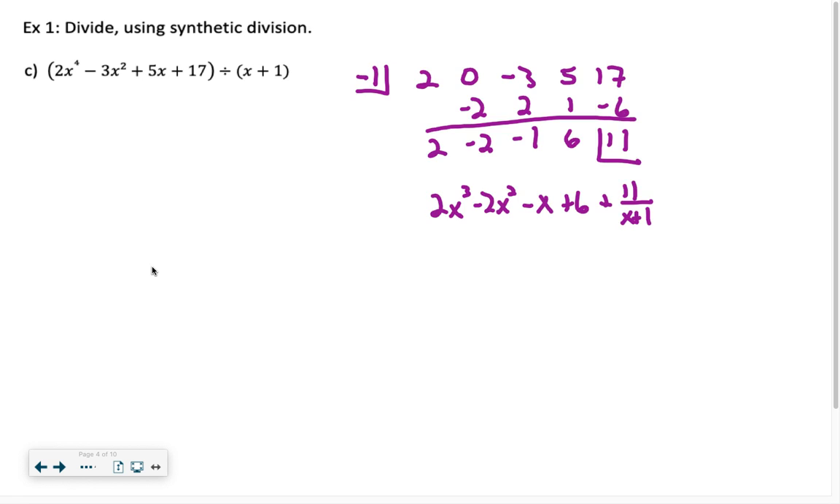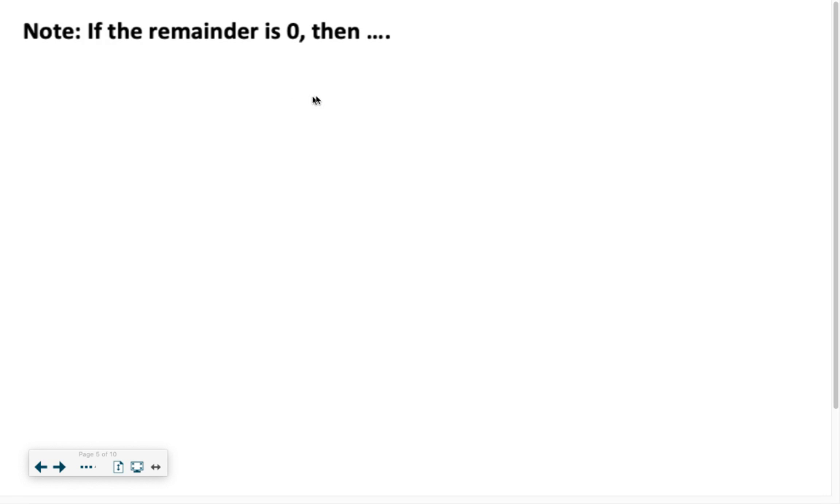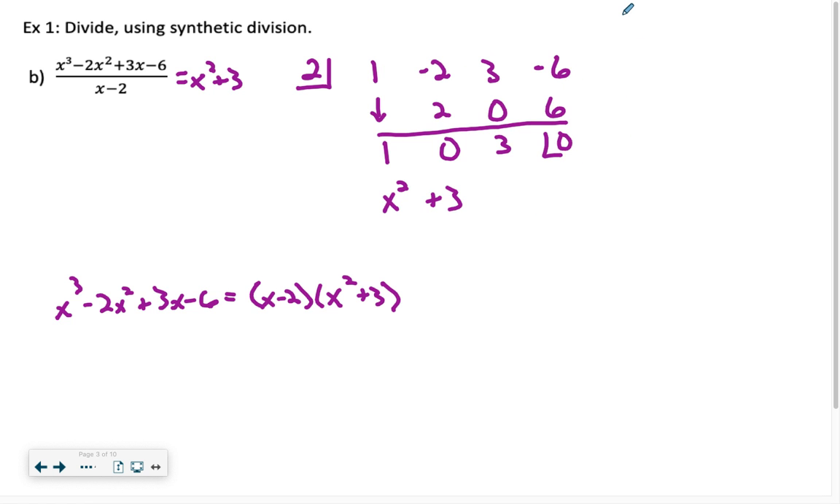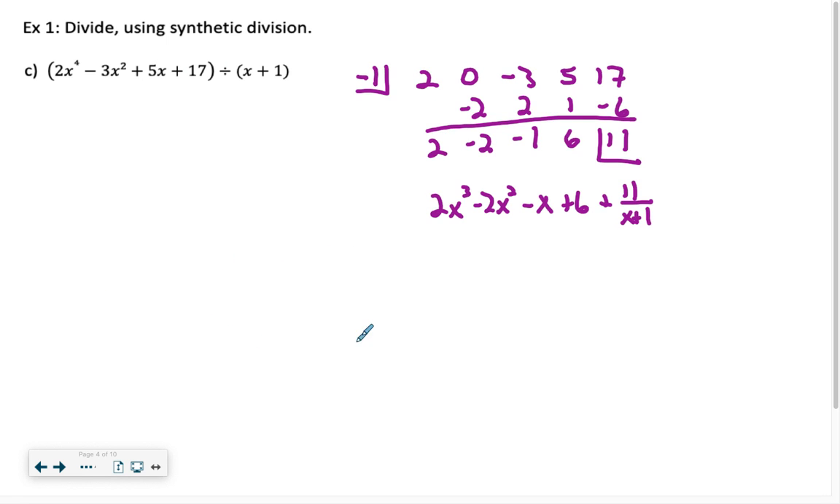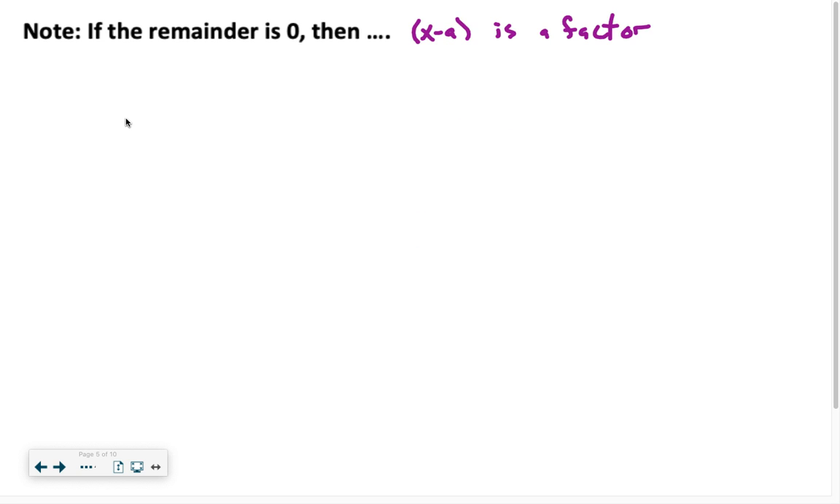All right? Now, remember, if the remainder is 0, then x minus a is a factor of my polynomial. And that occurred in our second example here, right? Where we just got x squared plus 3 and we were able to rewrite this in factored form. All right, and there's lots of other ways to say this, right? Then we could say something like that a value is a 0 or a solution or an x-intercept, okay?